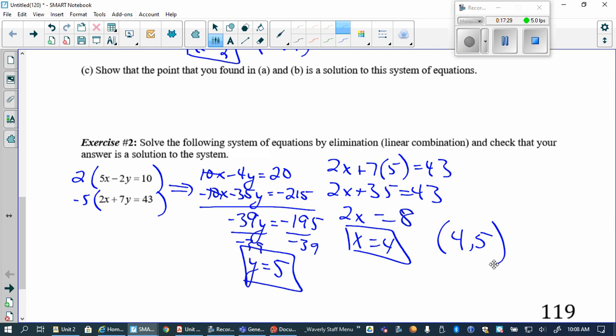Linear combination. These are linear equations, and we're combining them. So linear combination. And the other thing they call it is elimination, I guess, because something gets eliminated when you combine them. Whatever. Let's try this on the calculator.